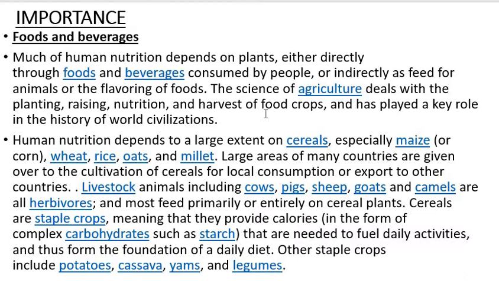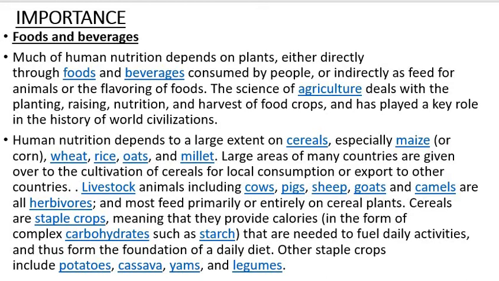Human nutrition depends to a large extent on cereals, especially maize or corn, wheat, rice, and millet. Large areas of many countries are given over to the cultivation of cereals for local consumption or export to other countries.